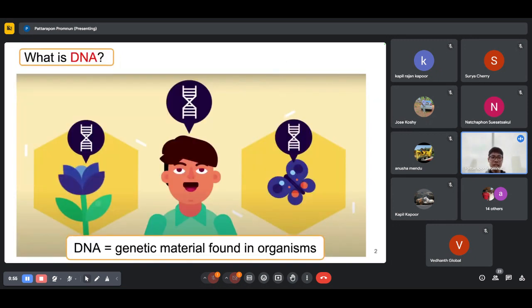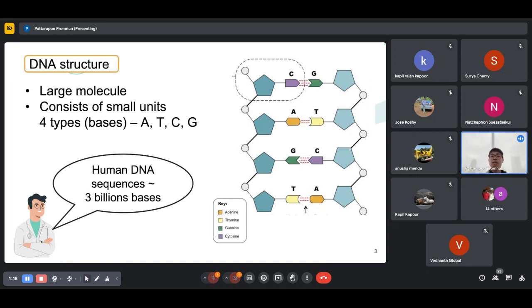Some people question whether we can completely differentiate animal DNA from human DNA. Yes, you're right. We can differentiate the DNA from animals, from plants, from humans. Actually, this is based on the structure of DNA. Let's see this picture. DNA has a different structure from other biomolecules. On the right-hand side here, this is an example of DNA structure.